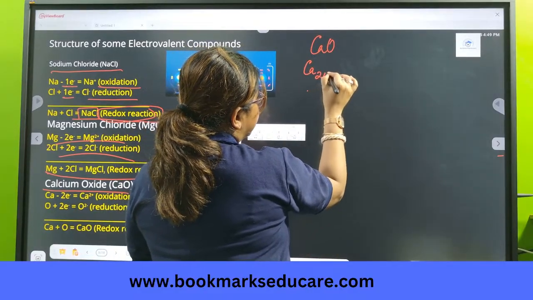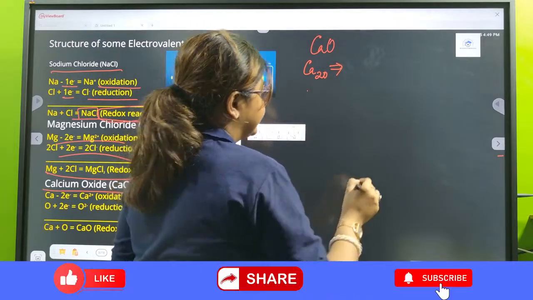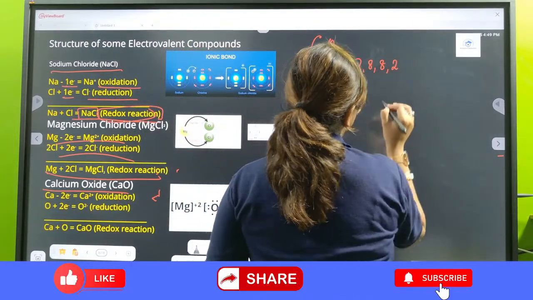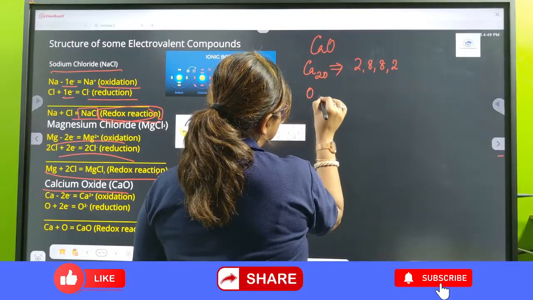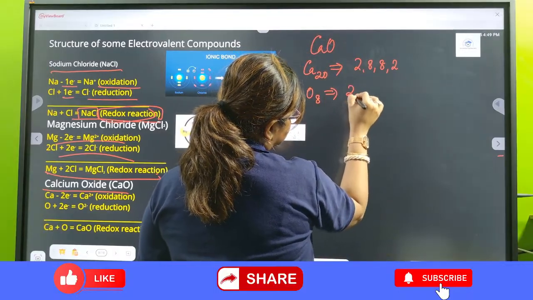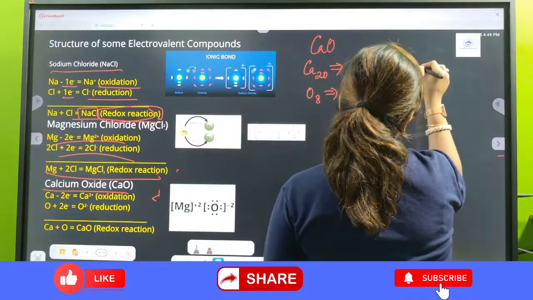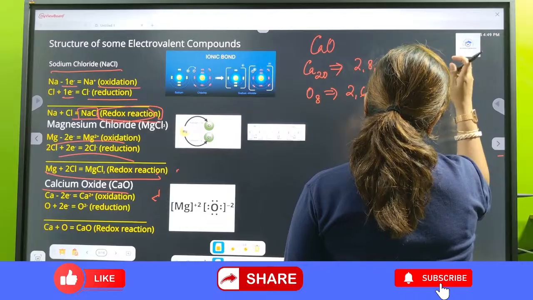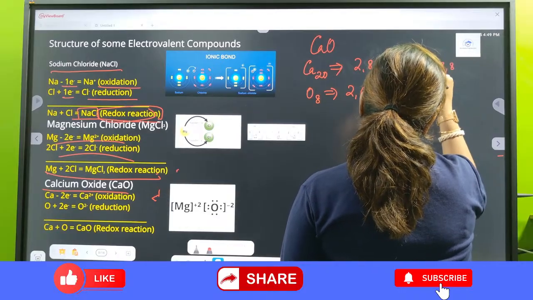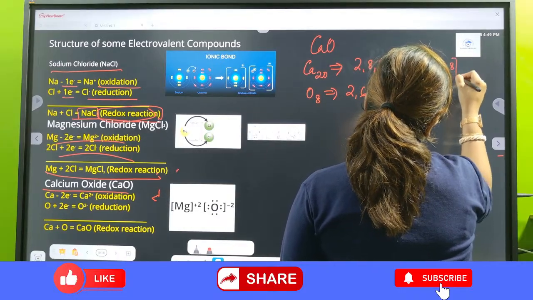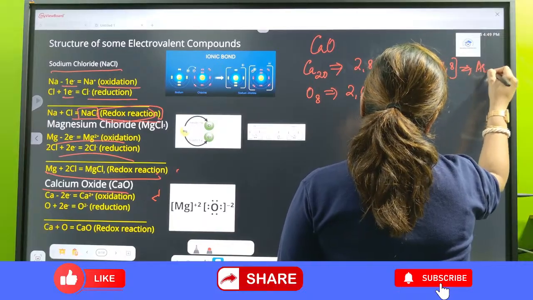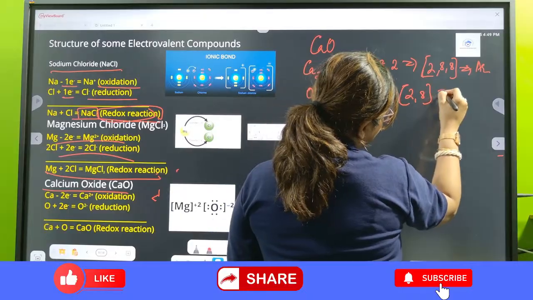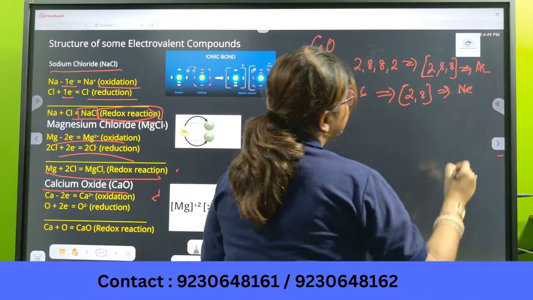Calcium has an atomic number of 20. That means 2, 8, 8, 2. And oxygen is 8, which is 2 and 6. So this will be 2, 8, 8, argon, and this will be 2 and 8, which is neon.